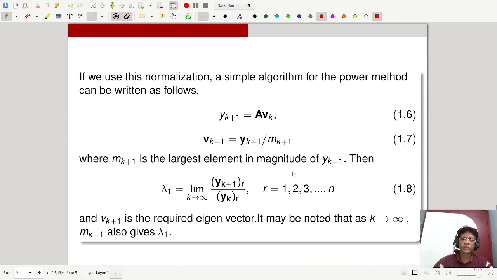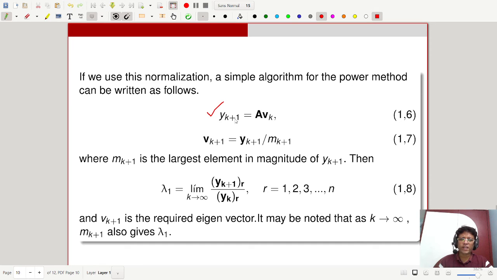Now, if we use this normalization, a simple algorithm for the power method can be written as follows. Whatever we have learned, we can condense our concept into a few steps, a simple algorithm. You can use it for programming.